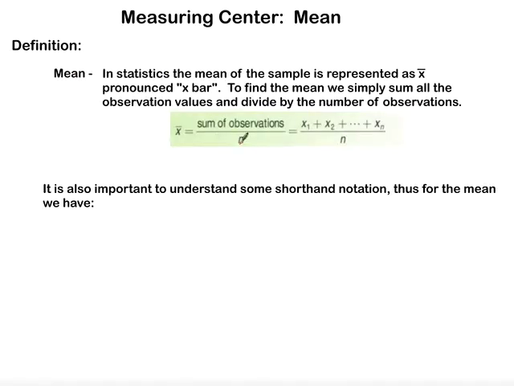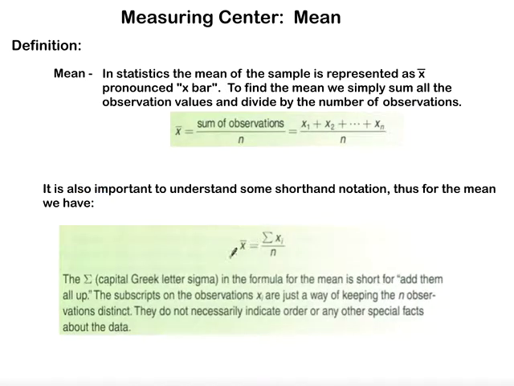In statistics, however, we say that the mean of a sample is represented by something we call X bar. X bar looks literally like X with a bar over top of it. To find the mean, you sum up all the observation values and divide by the number of observations. It's also important that you understand the shorthand notation for mean: X bar equals sigma X sub i over n.